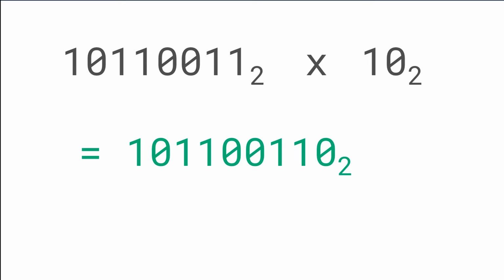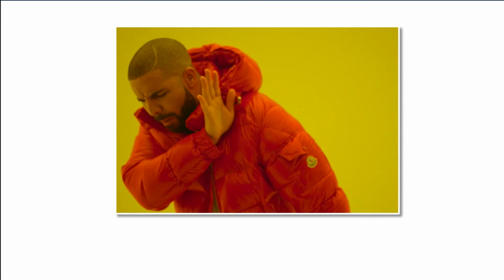Therefore, 1011 0011 times 10 is going to be 1011 00110. That's of course 358 in decimal, which means you're going to have to shell out £358, which probably means you're going to say no to that concert after all. At least we learned how to multiply binary numbers, so, all's well.